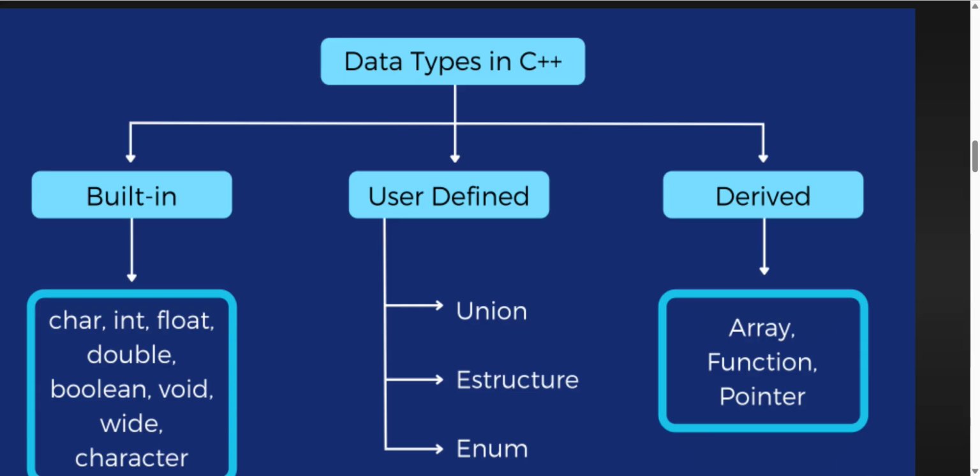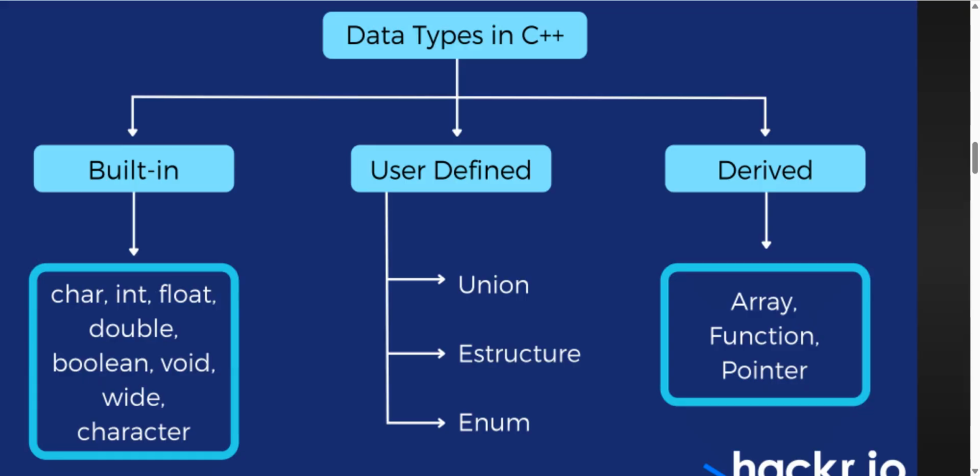What is actually a data type? Data types tell the compiler what type of value we are going to assign to a particular variable and what type of value is going to be stored in that particular variable. I'm repeating: the data type tells the compiler what type of value is going to be assigned to that variable and stored at that variable's address.